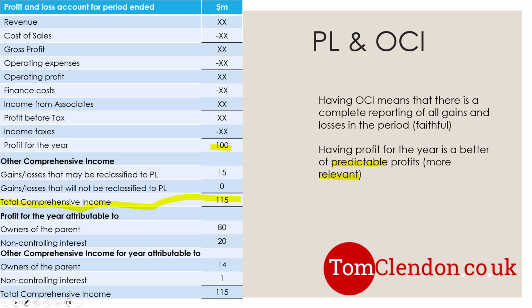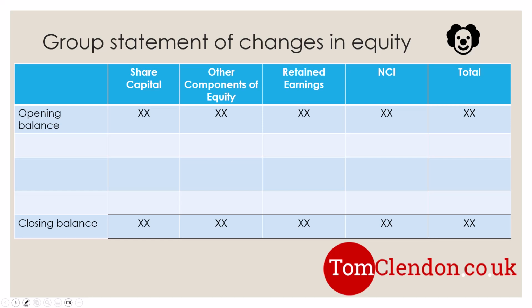We move into looking at the group statement of changes in equity. Now you can see up here, there's a clown. This is supposed to be for fun. You will not be expected to produce a group statement of changes in equity in your exam. But I want you to understand what's going on and the relationship between the P&L and the statement of financial position. And this is all about equity.